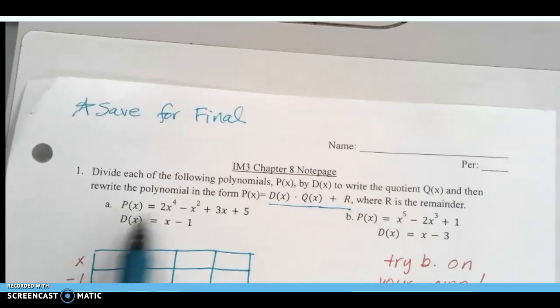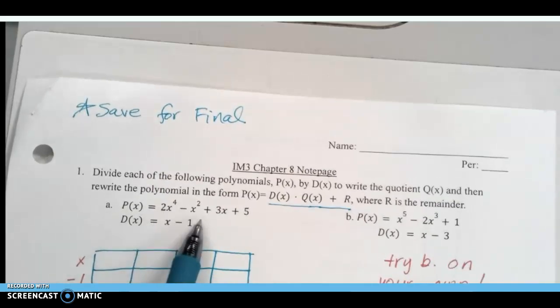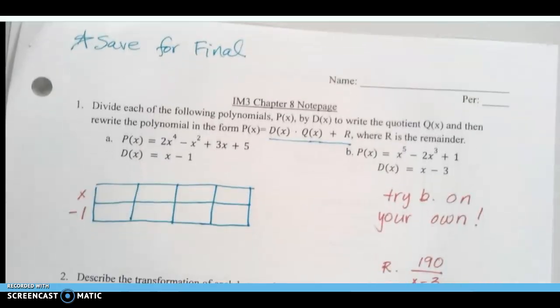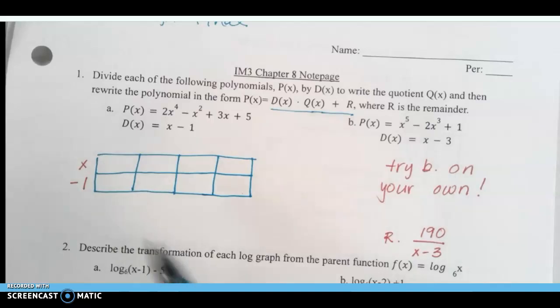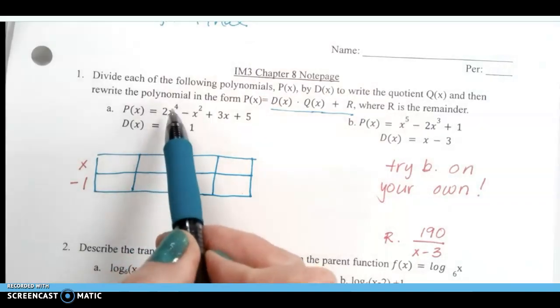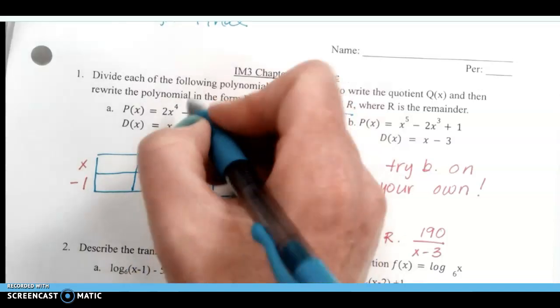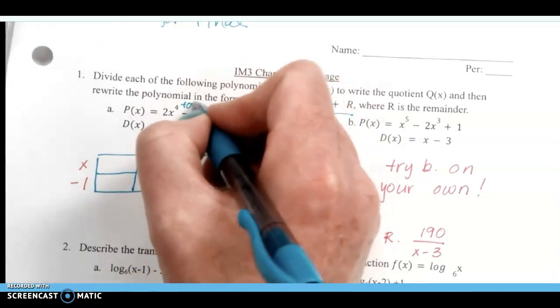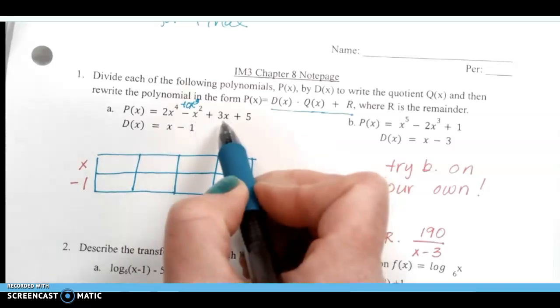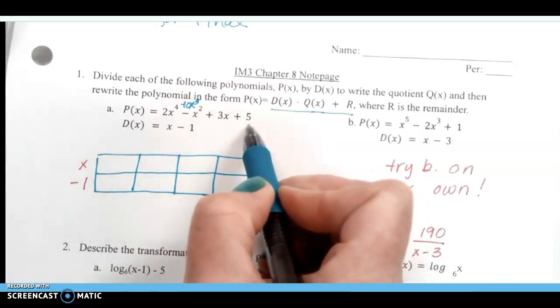So we're going to take this polynomial, 2x to the 4th minus x squared plus 3x plus 5. First, we want to make sure it's not missing any terms. So we're going to look at the exponents. We've got 4th power. Oh, we're missing a 3rd power, so we need 0x to the 3rd minus x squared plus 3x to the 1st plus our constant 5.